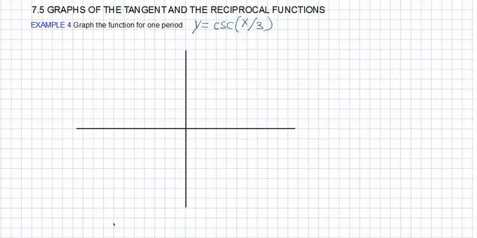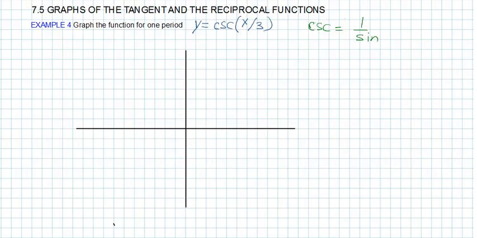Alright, so the cosecant function is actually related to the sine function because cosecant is equal to 1 over sine. So it is helpful if you draw the sine function first, and based on that function you can just draw your cosecant on top of it. So let's see if you can remember how to draw your sine function.